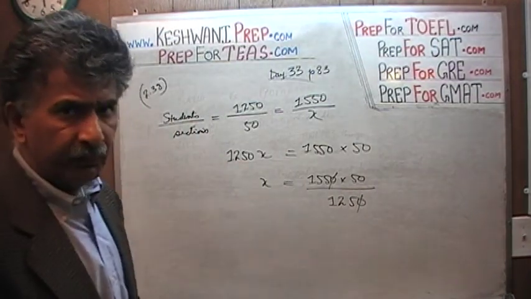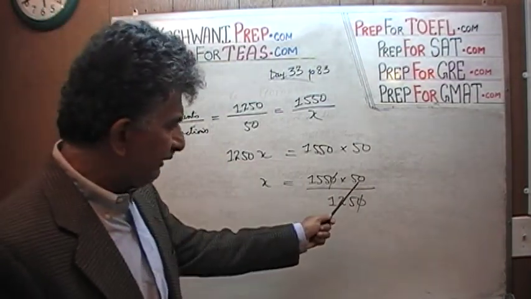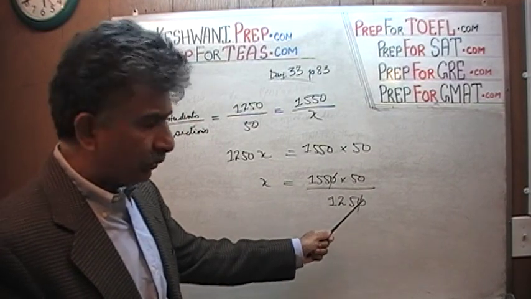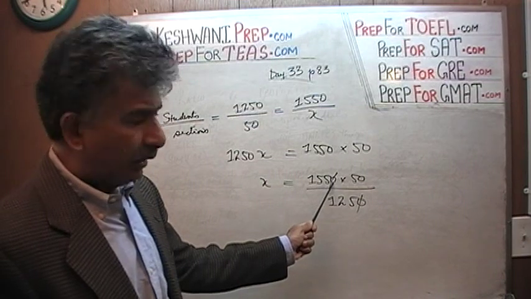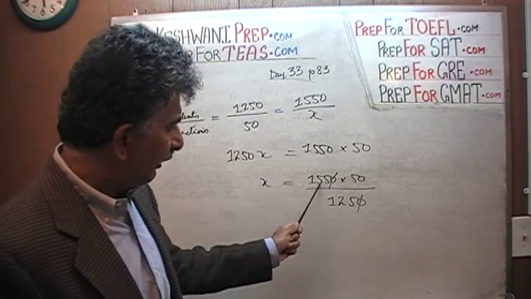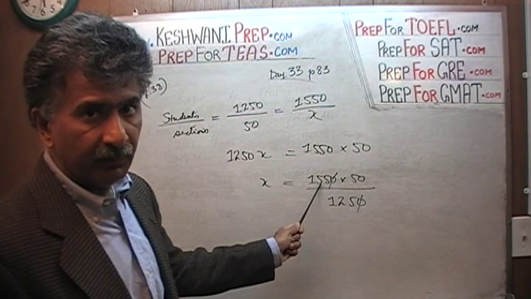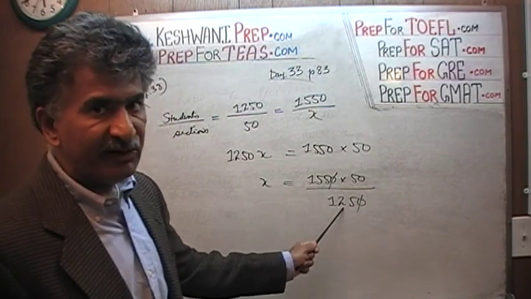I was doing it very carefully. If you notice, I paused for a second. I had a choice. I could cross out this 0 with that 0, or I could cross out this 0 with that 0. I chose to cross out this 0. Do you know why? I crossed out this 0 and not that 0 because 155 is not a multiple of 25. I realized that 125 is a nice multiple of 25.